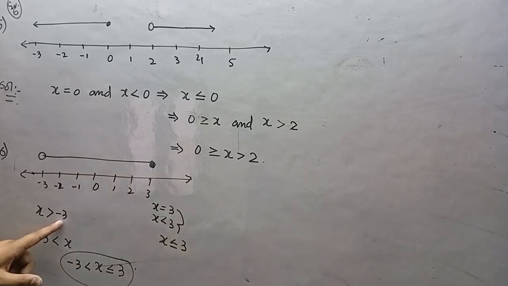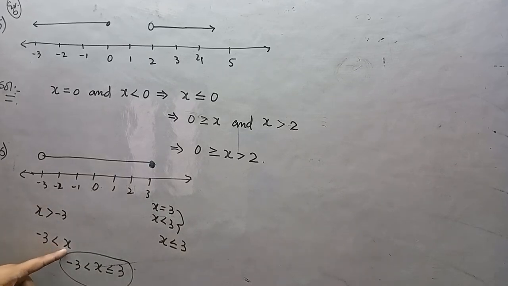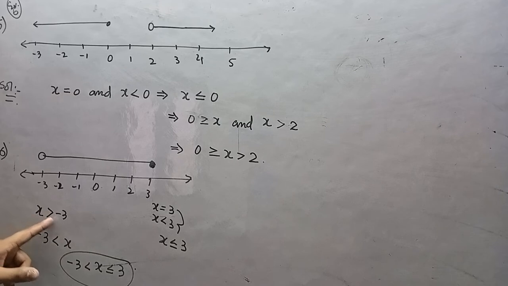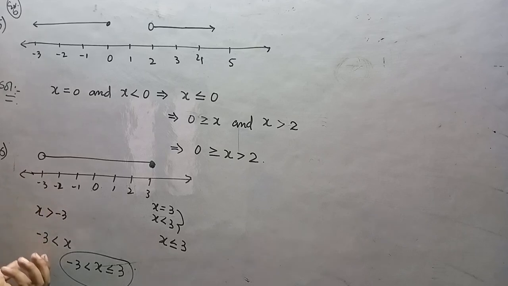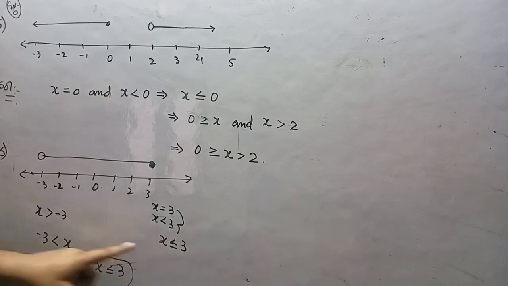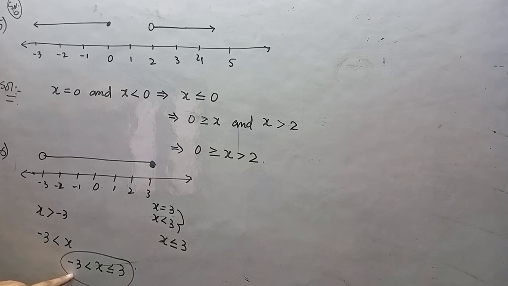Here I write the reverse of this minus 3. So minus 3 will come here, x will come here, so this sign will change. It will become less than x, because I am writing it the other way around. So minus 3 is less than x. Now I write these two inequalities: minus 3 is less than x is less than or equal to 3. This is the answer of the question.